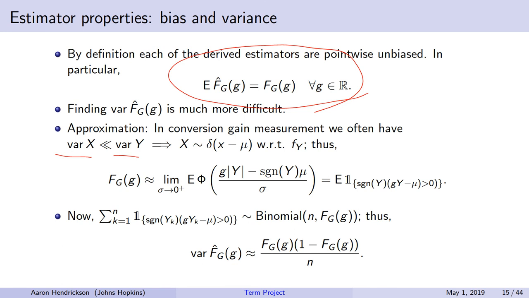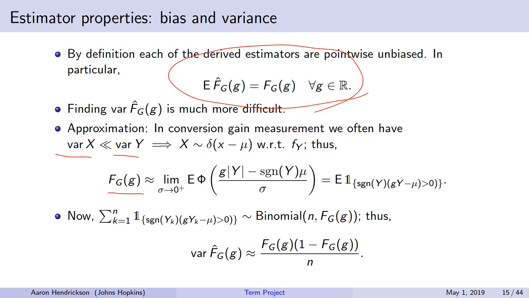And so if we consider this, we can think of x as being degenerate, so it has a delta function as its distribution centered at its mean. And it has this delta function distribution with respect to y, because y has much more variance. It almost behaves like x is a constant. So what we can do is take the expected value definition of our distribution for G, and take the limit as sigma goes to 0.